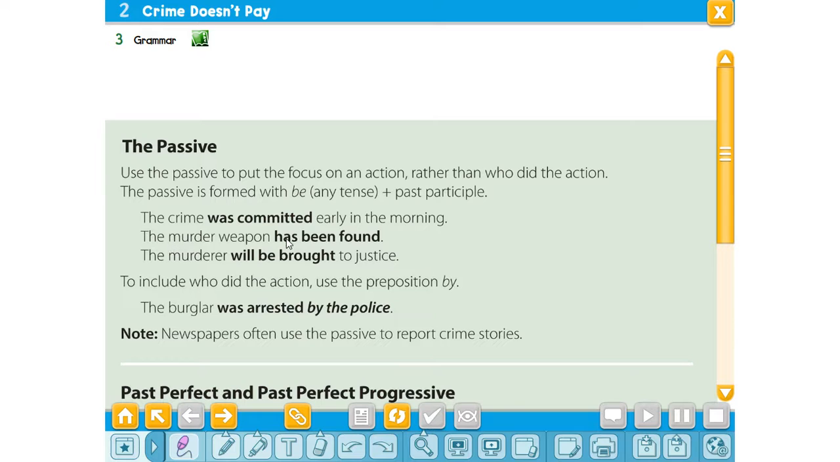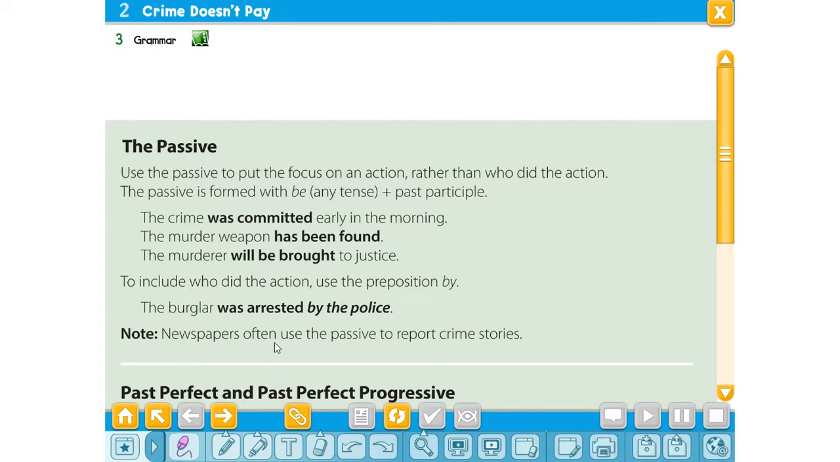The murder weapon has been found. Has shows that this sentence is in the present perfect. The murderer will be brought to justice. Will shows that this sentence is in the future. To include who did the action, we use the preposition by. We can say the burglar was arrested by the police. So it's optional.